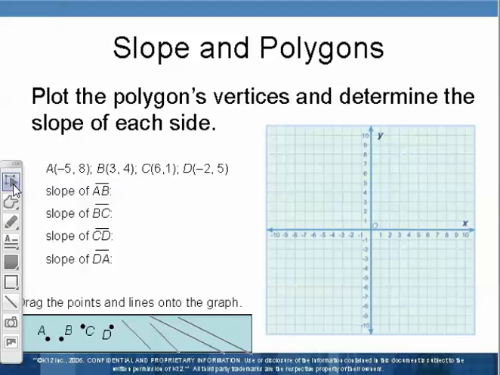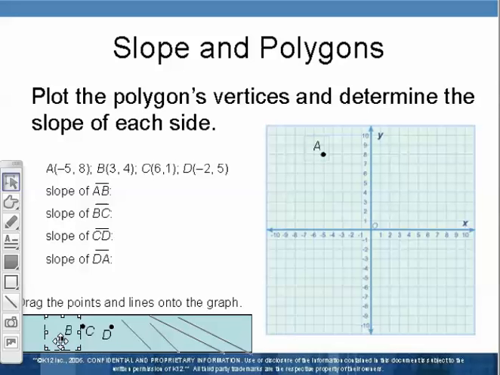And we're going to try to play with some of these polygons. First of all, we got point A, which is at 5, 8. So they want me to try to take point A here and put it at negative 5, which is right here, 8, which is way up here. See if I can get this at negative 5, 8. Looks like I might have got it.